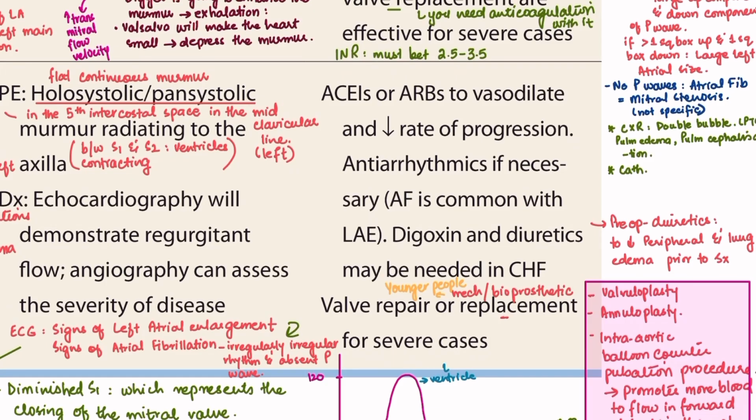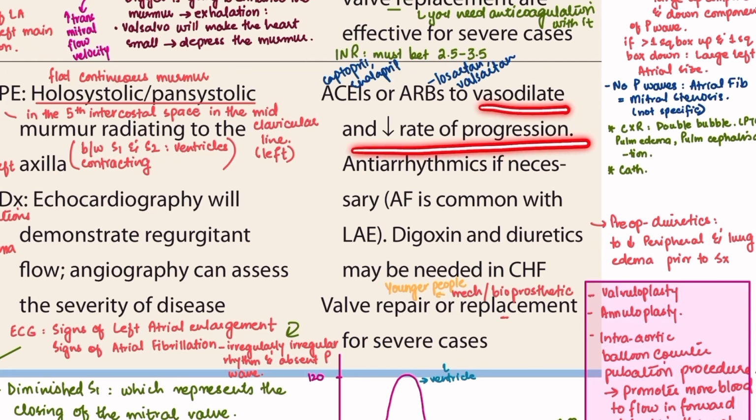So lastly, let's talk about the treatment options that we can use in mitral valve regurgitation. So we start with ACE inhibitors, which includes captopril, enalapril, all the prils. And we can also give angiotensin receptor blockers, for example, losartan, valsartan, etc. What this will do is vasodilate and decrease the rate of progression.